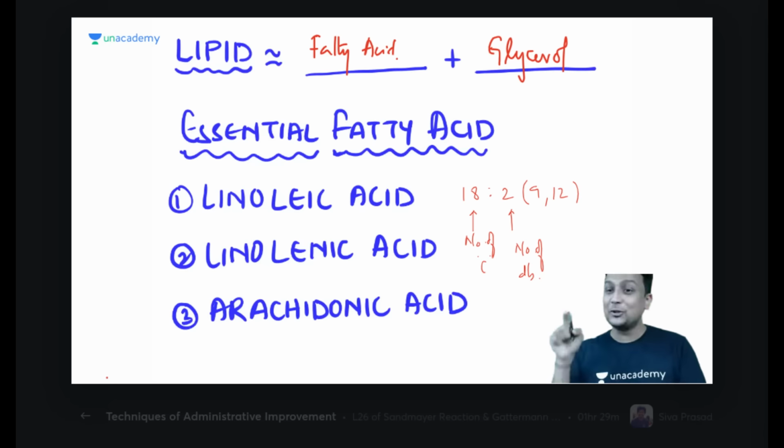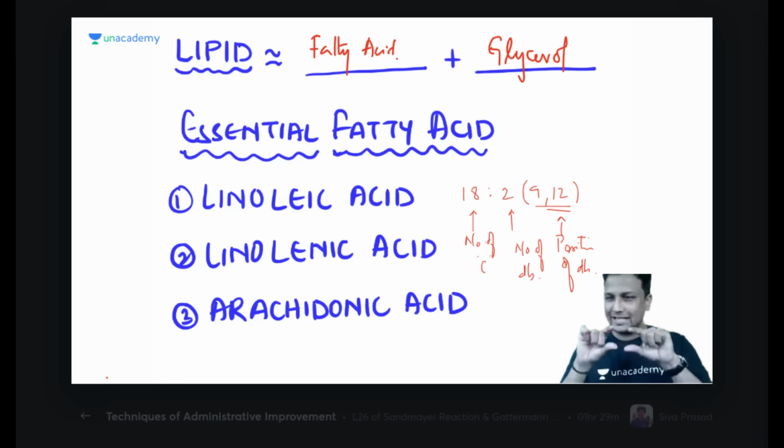The moment you know that there are 2 double bonds, you should know the position. Which position? Double bond position. Write down completely, my dear friends, position of double bond is important. So 18:2, 9, 12. 18 carbons, and then 2 double bonds. Where are they present? At the 9 carbon and the 12 carbon. Done.